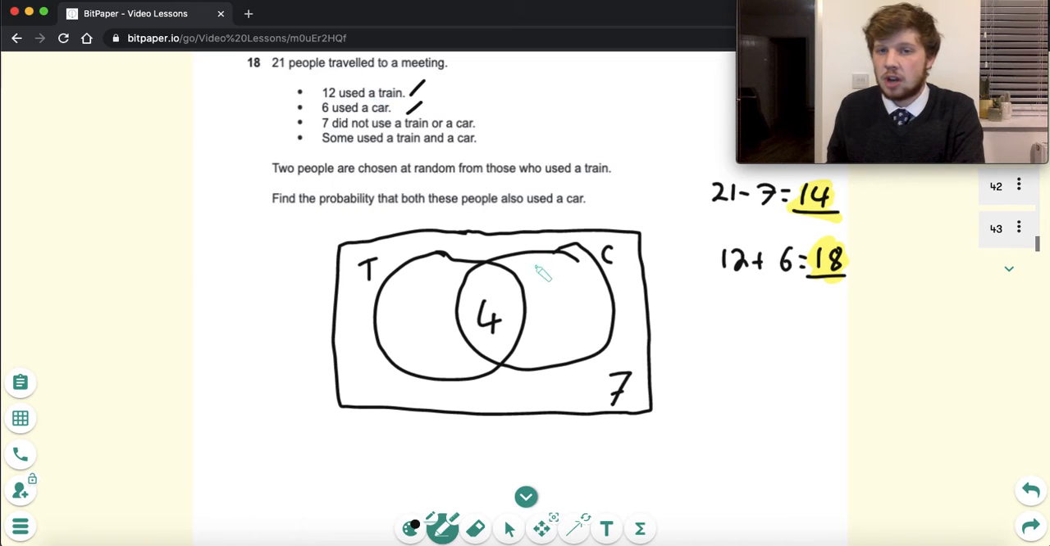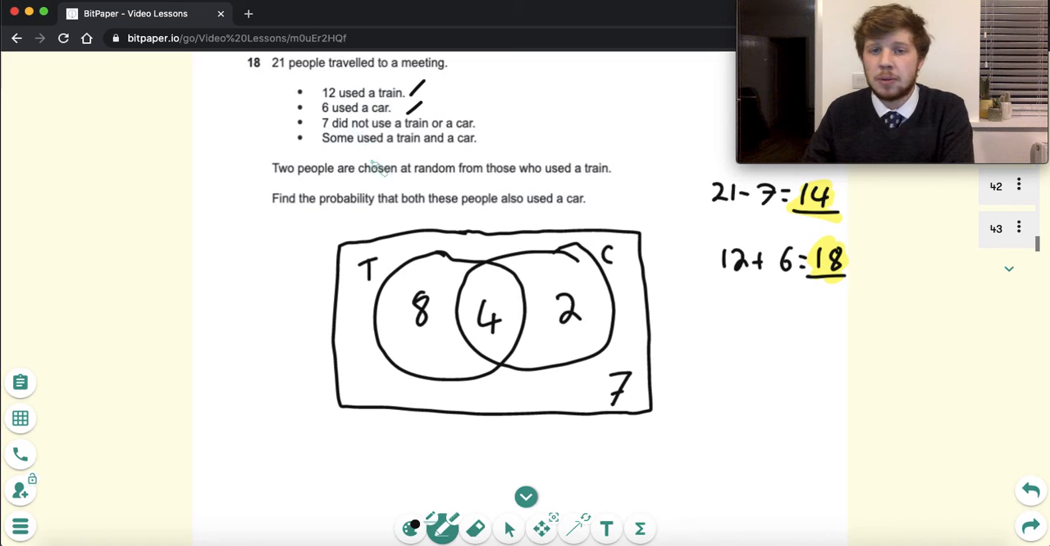So 6 used a car in total, 4 have used it here, so therefore 2 are left over in the car, and 12 used a train in total, 4 are here, so there are only 8. 2 people are chosen at random from those who used a train. Find the probability that both these people also used a car.